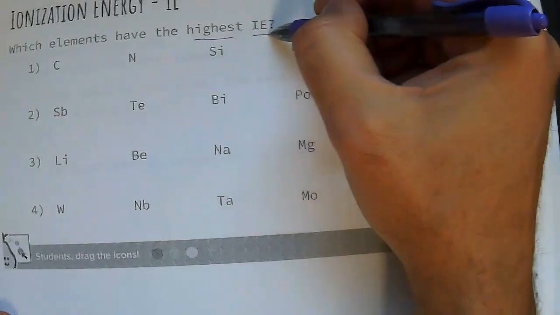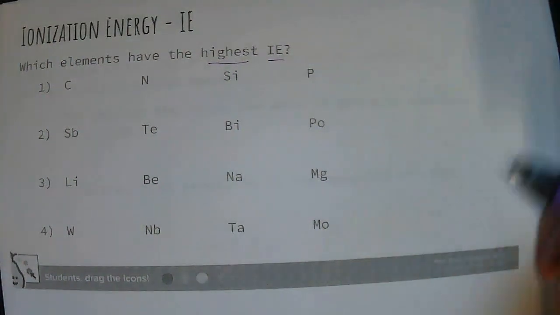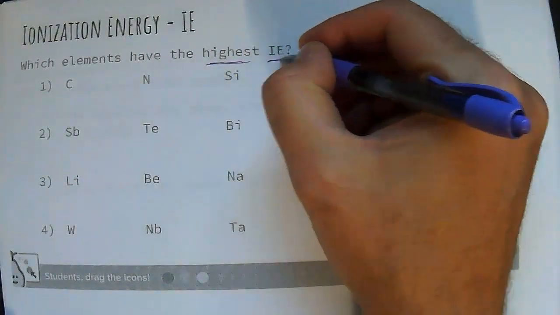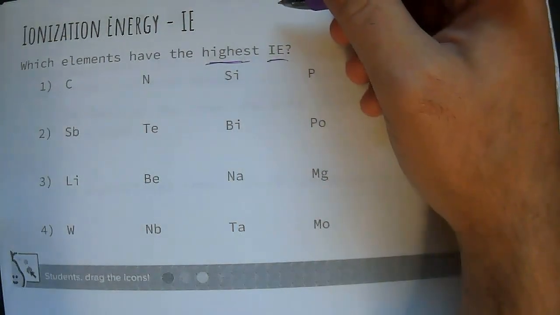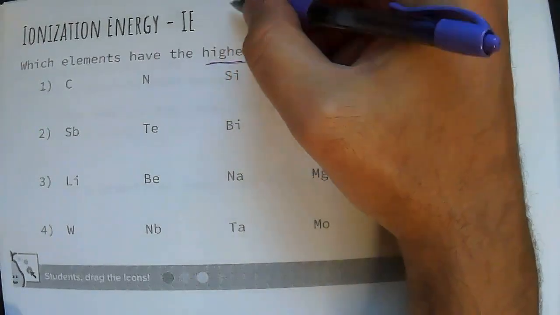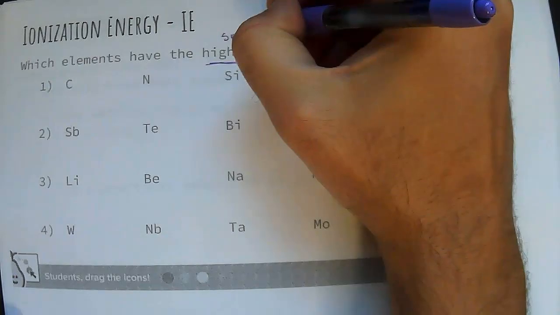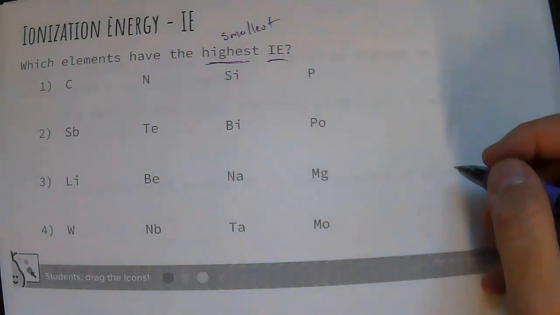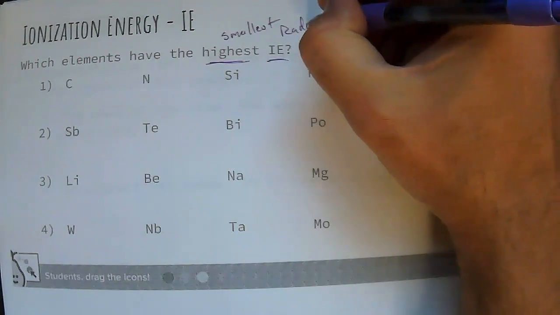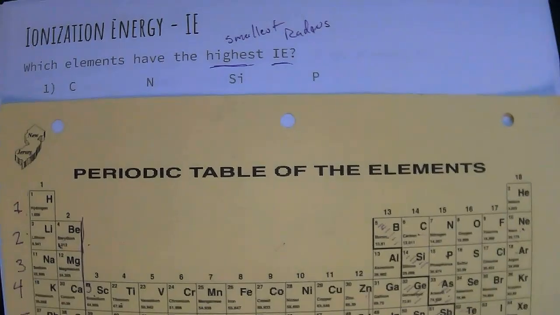So which elements have the highest ionization energy? When I get a question like this, I want to refer it back to size because I understand size better than I understand what ionization energy is. And so the highest ionization energy is really asking which one is the smallest element in the group. Smallest radius.